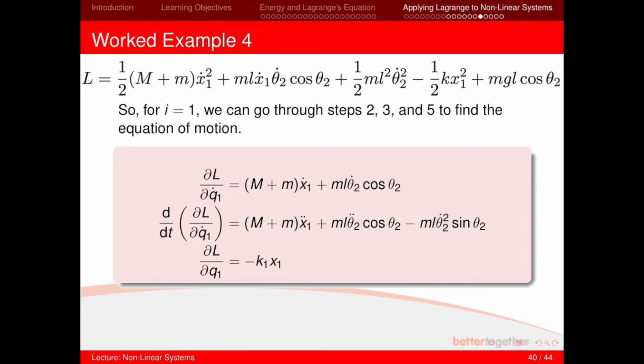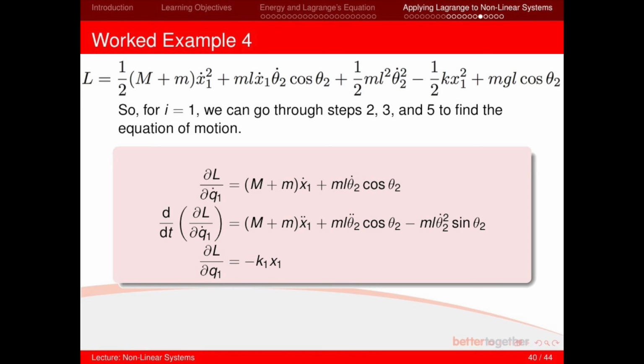So if we take the first, i equals 1, so we're dealing with the x term, okay. If you look at L, the only term with x1 dot in it is going to be the first term and the second term in L. Okay? The third, fourth and fifth terms in L don't have x1 dot in it at all, so it's just those first two terms. Now the first one, we've got x1 dot squared, so we take the derivative, that becomes 2x1 dot, 2 times a half is 1, we end up with just m plus m times by x1 dot.